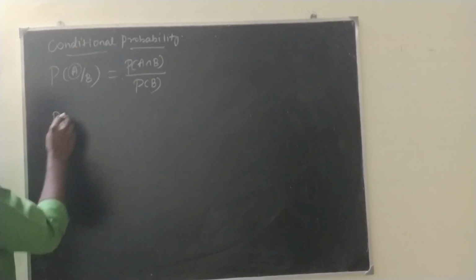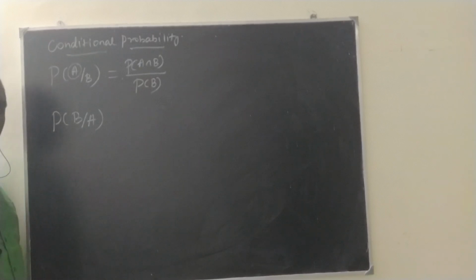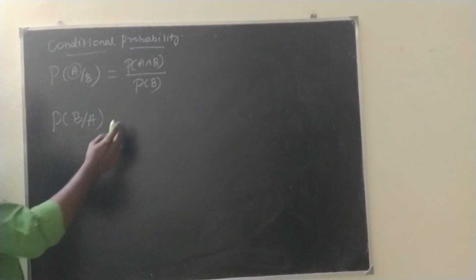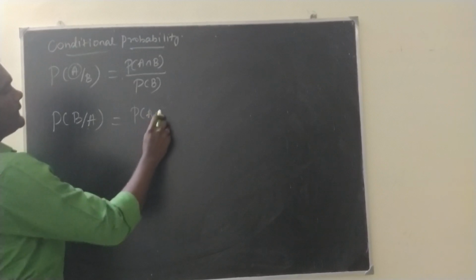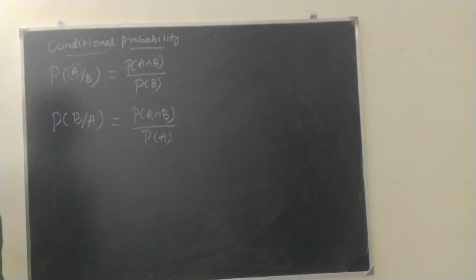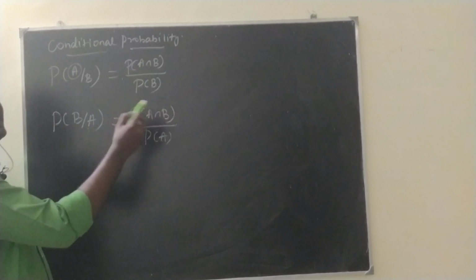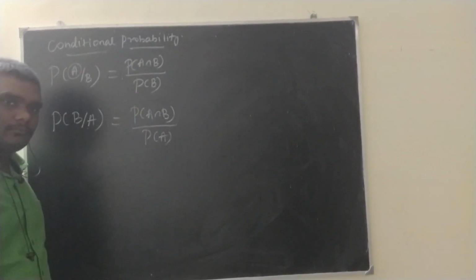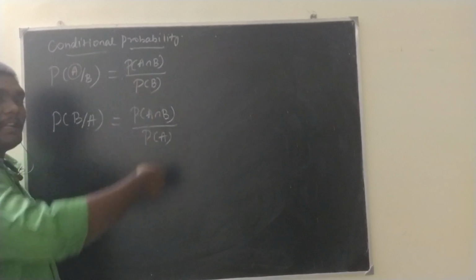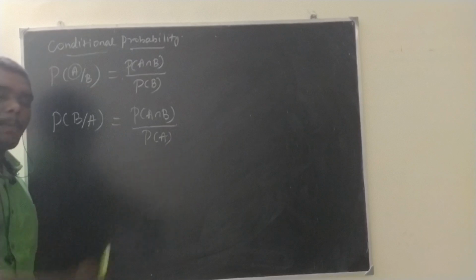What if we have P of B given A? Meaning what? Which one happens after A? A happens first, after that B will happen. For that, the formula is P of A intersection B divided by P of A. Actually, for this, the actual formula is P of B intersection A, but I wrote A intersection B just to give you an idea of the simple similarities you can see between these two events.